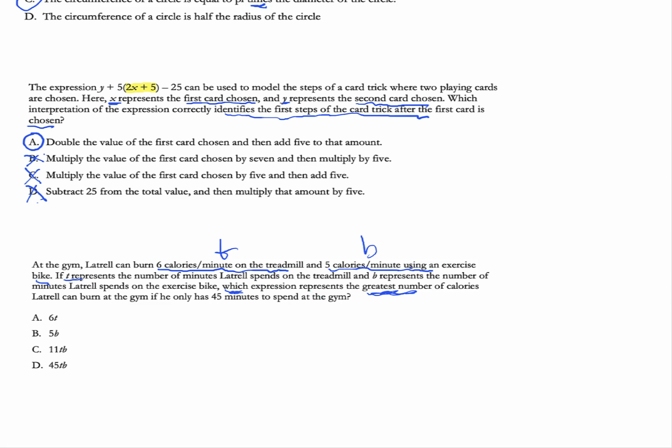Treadmill or exercise bike? I would choose the treadmill because you're getting 6 calories per minute. So that would be 6T. So my answer is going to be A.